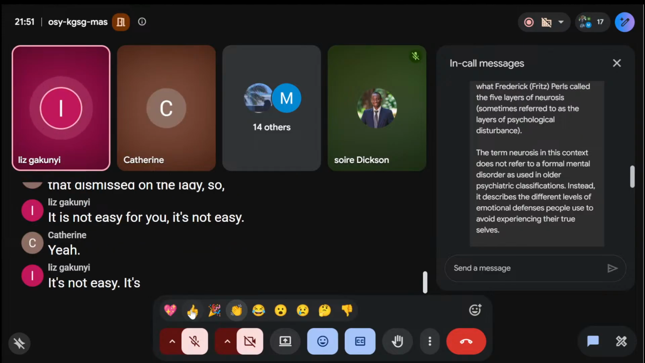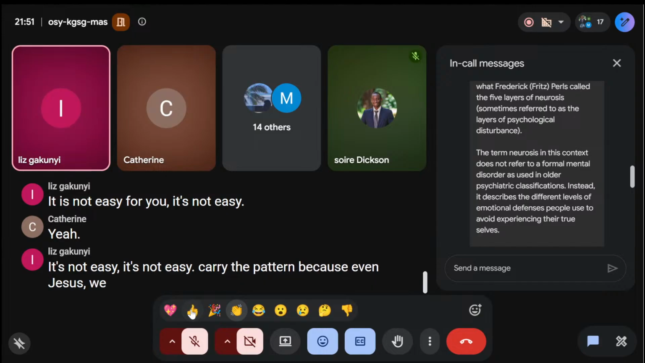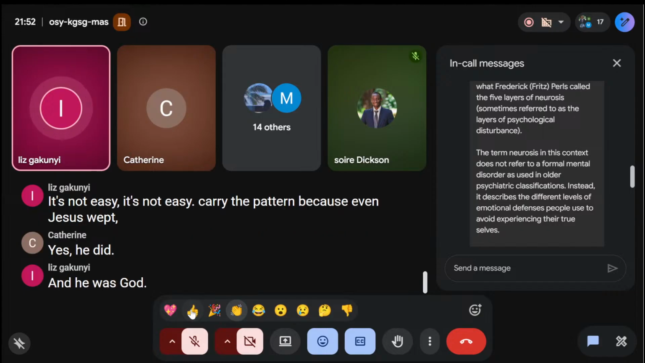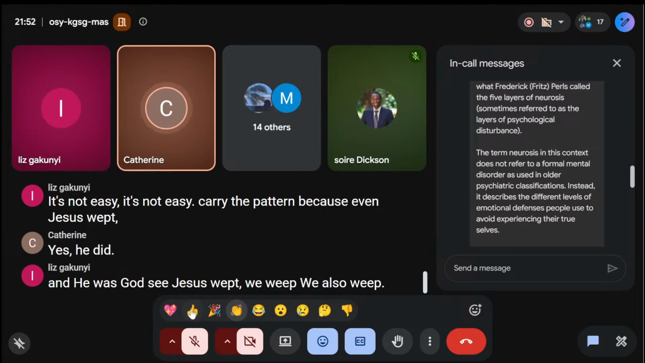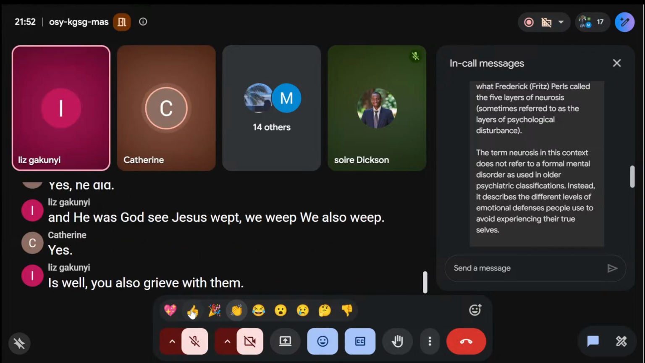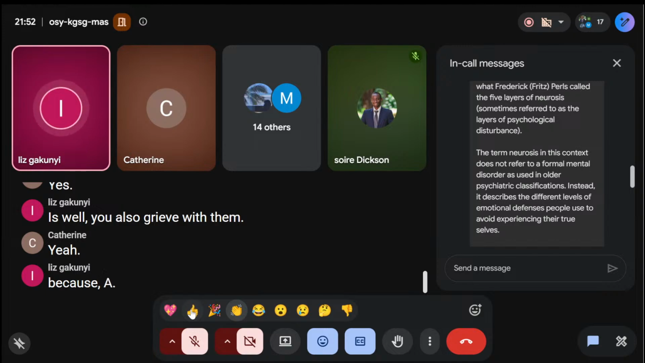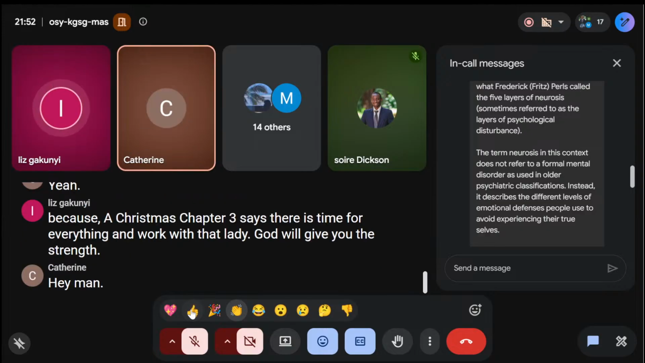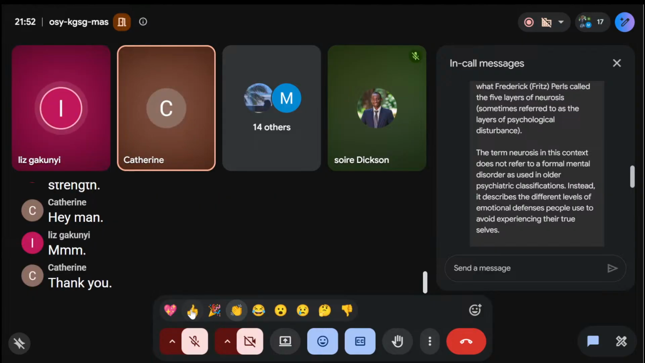It's not easy to carry the burden, because even Jesus wept. Yes, he did. He was God. See, Jesus wept. We also weep. So you also grieve with them, because Ecclesiastes chapter 3 says there is a time for everything. Walk with that lady. God will give you the strength. Amen. Thank you for sharing.